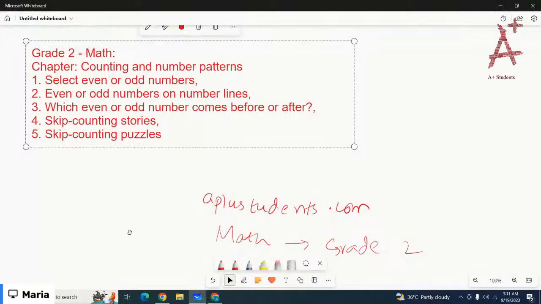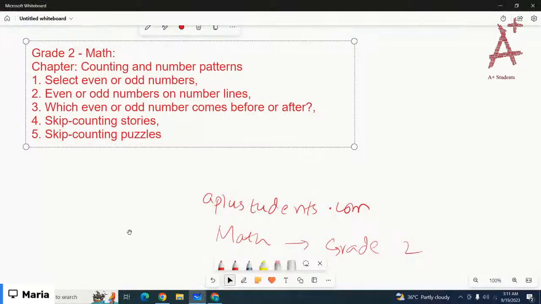We are here for grade 2 math. You can find all the lessons on aplusstudents.com. You have to log in there using your email address, and the password is provided by the administrator. Then you have to select math from the subject tab.